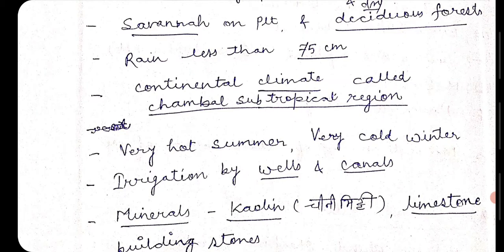Continental climate means the summer is very hot and winter is very hard, so severe extreme summer and extreme winter. Irrigation is mainly by wells and canals.